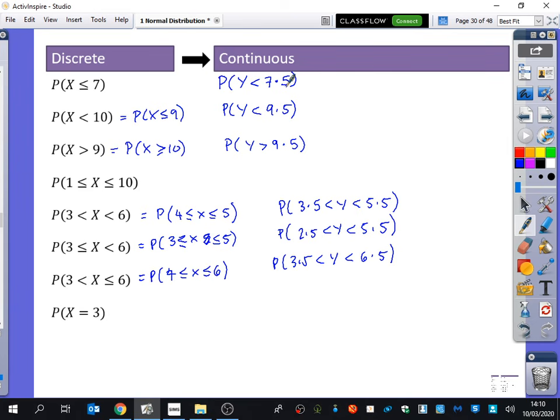Okay, so we're just going to fill in this last one. Between 1 and 10, what should the probabilities be? 0.5 and 10.5. And the very last one, if x is equal to 3, that's between 2.5 and 3.5. Why is it not equal to this? Because anything inside 2.5 and 3.5, if it became discrete, would round to this. But we don't care about that with normal distribution.